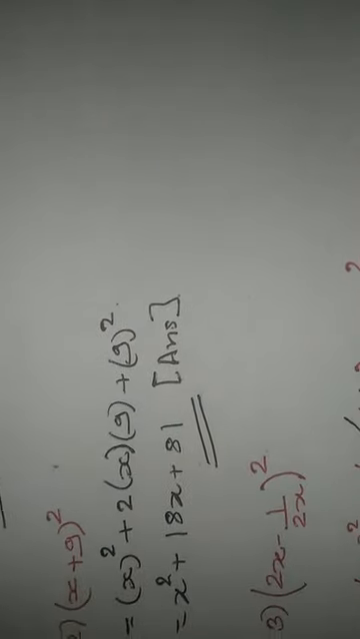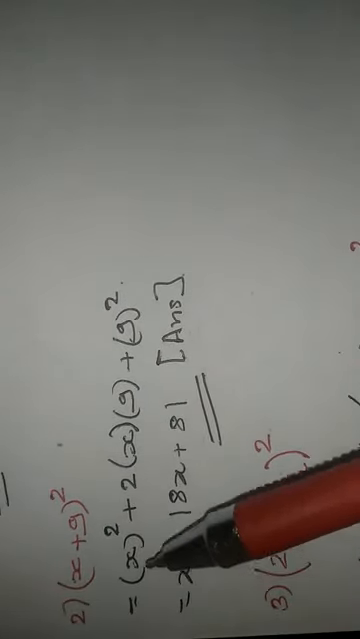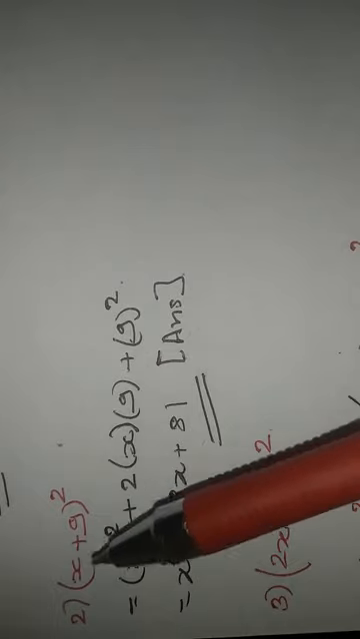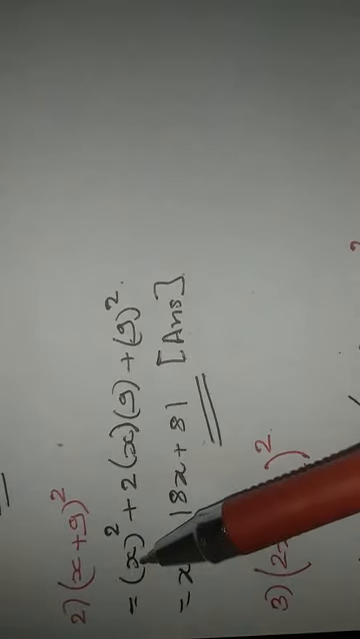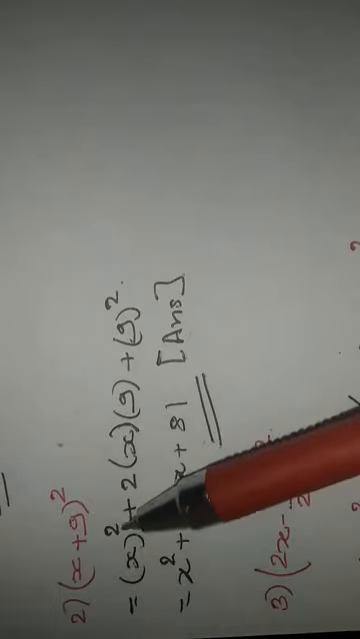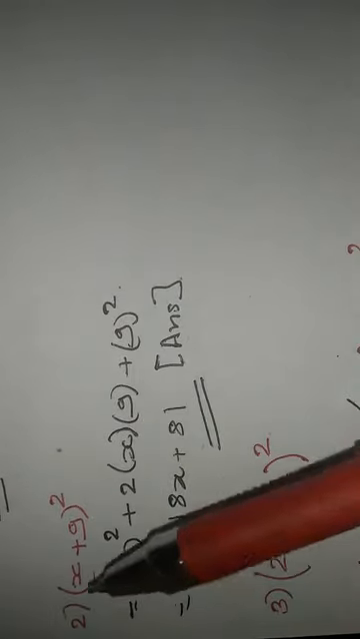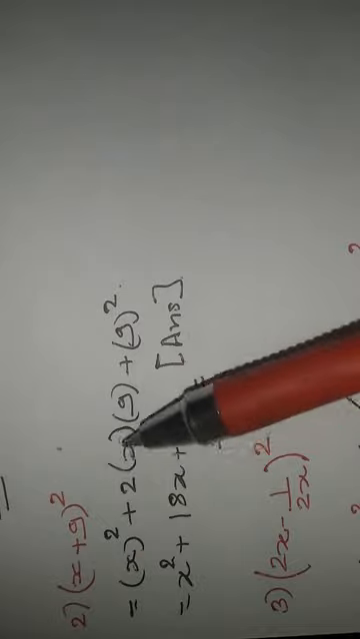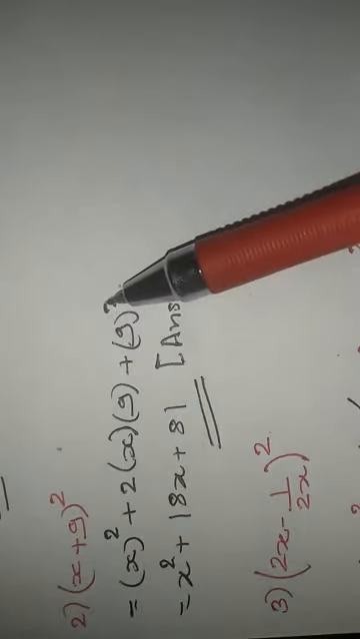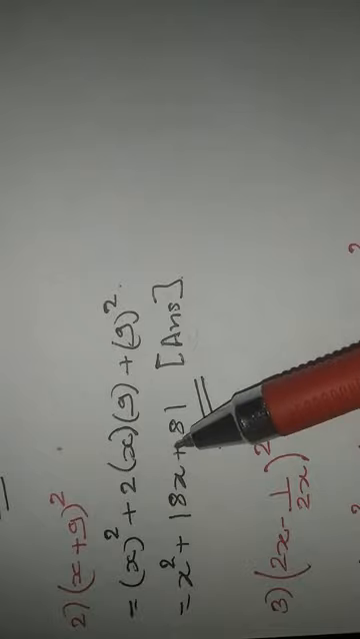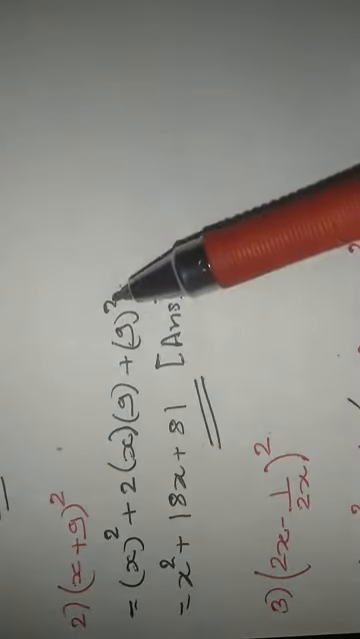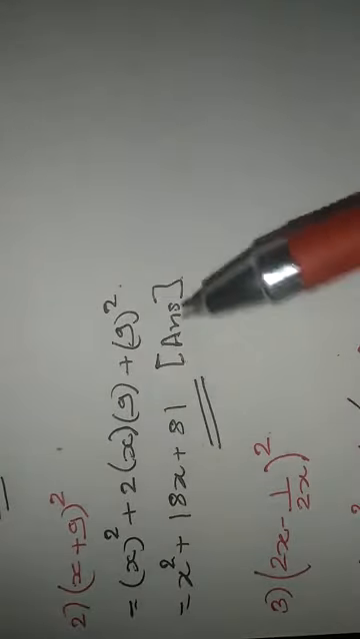The other one is (x + 9)². This is in the form of (a + b)², so I can write it as a², that is x², plus 2ab. Here a is x and b is 9. So 2ab plus b². So this will become x² + 18x + 9², which is 81. So this is your answer.